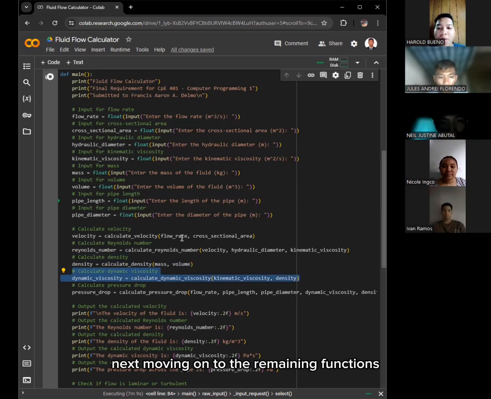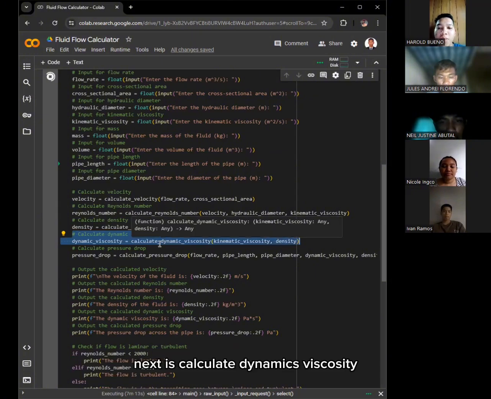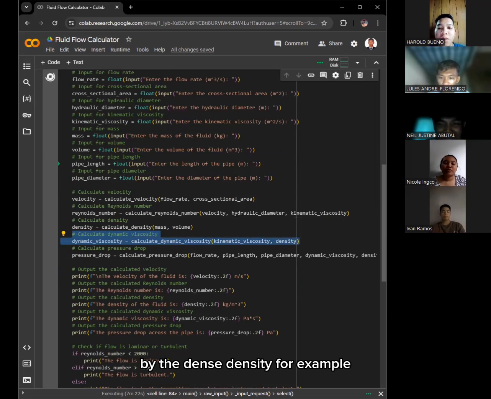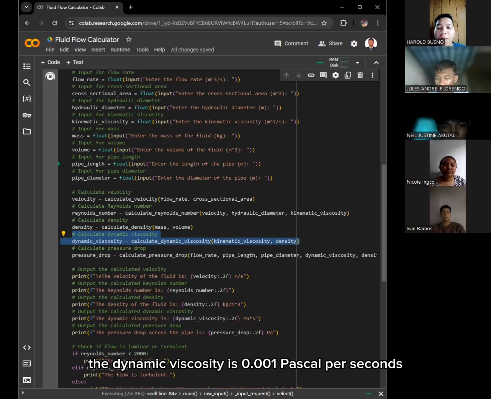Moving on to the remaining functions. Next is calculate dynamic viscosity, which determines the fluid's resistance to flow. It multiplies the kinematic viscosity by the density. For example, if the kinematic viscosity is 1 E minus 6 meters squared per second, and the density is 1,000 kilograms per meter cubed, the dynamic viscosity is 0.001 Pascal second.